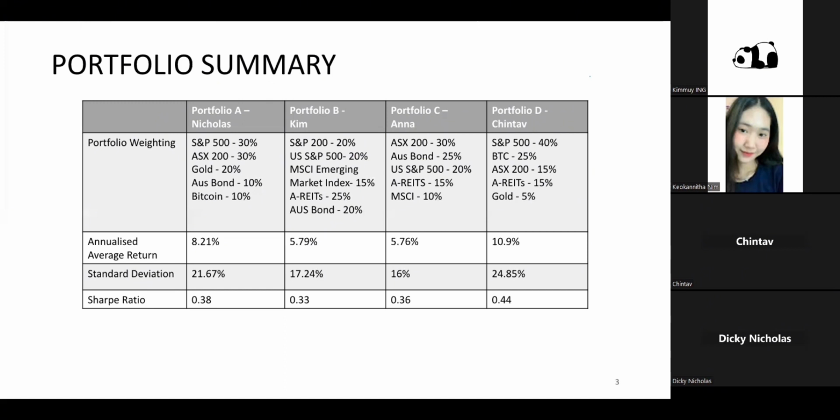It has generated the highest return of 10.9% with the highest risk as well of 24.85%. It consists of S&P 500 for broad market exposure, 40%, Bitcoin for its high growth potential, 25%, ASX 200 for some Australian diversification, 15%, Australian Real Estate Investment Trust for income and real estate exposure, 15%, and a touch of gold, 5% as a potential hedge.